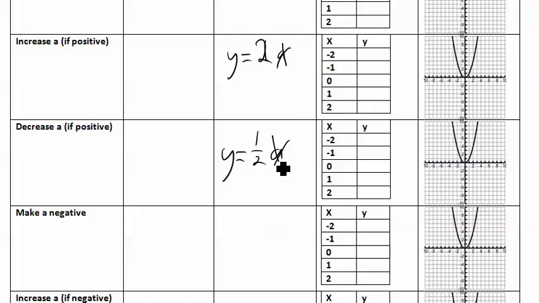Okay, so pick numbers like that. Go ahead and use the table function on the calculator. You don't have to do it by hand. And find these values and what the graph looks like and how it compares to the parent function y equals x squared.